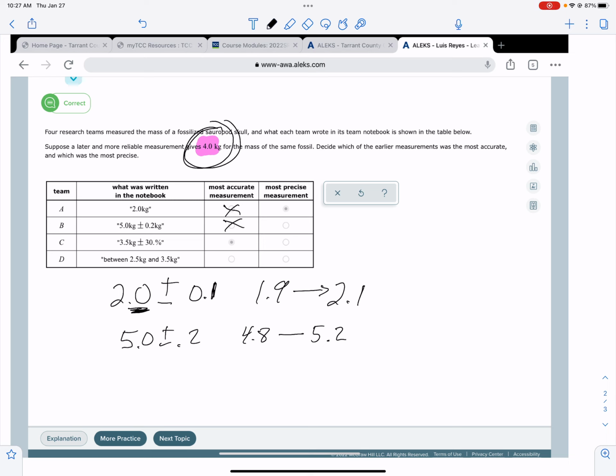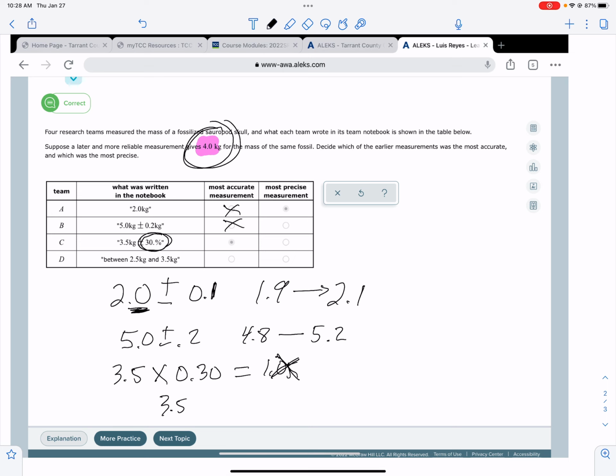The next one is going to be a percentage. So remember, when you have a percentage, instead of having 3.5 plus or minus 30%, you're going to have 3.5 times 0.30. That's what 30% is. And that's going to be, just give me a second, 3.5 times 0.30, that's going to be 1.05. And when we do plus or minus, we only take the first digit.